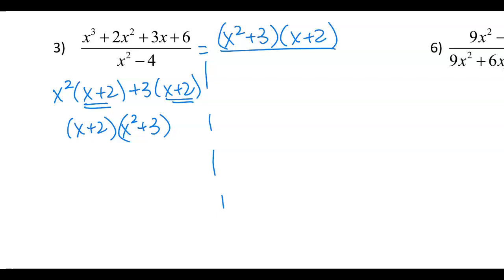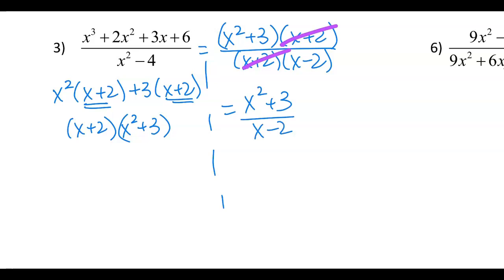What's the denominator? Difference of squares. So we're going to do x plus 2, x minus 2. Does anything cancel? X plus 2. Both of them are gone. When that happens, I'm going to write my final answer as x squared plus 3 over x minus 2. Is that my final answer? Can I simplify it any further, though?